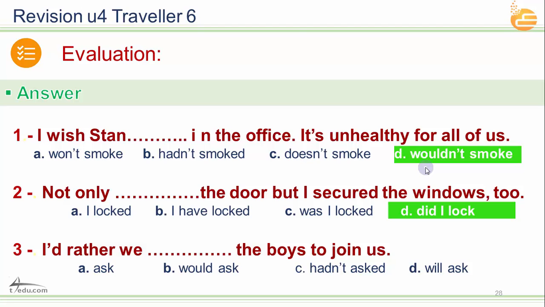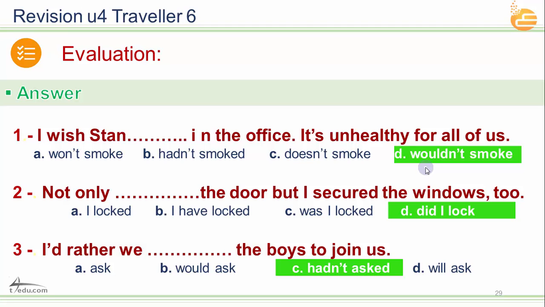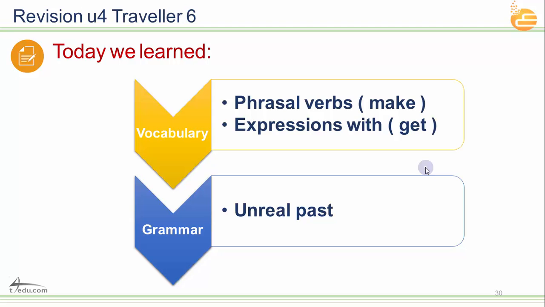Three, I'd rather we what? Ask, would ask, had asked, hadn't asked, or will ask the boys to join us. I would rather we hadn't asked, and this is after would rather with the past perfect for the Unreal Past.